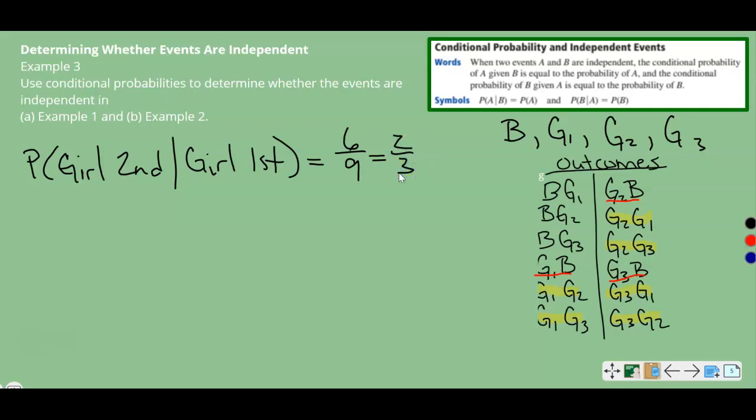So does that equal the probability of B? The probability of B is a girl is second. So 1, 2, 3, 4, 5, 6, 7, 8, 9. That would be 9 out of 12, which reduces to 3/4. So those are not the same. So these are not independent.